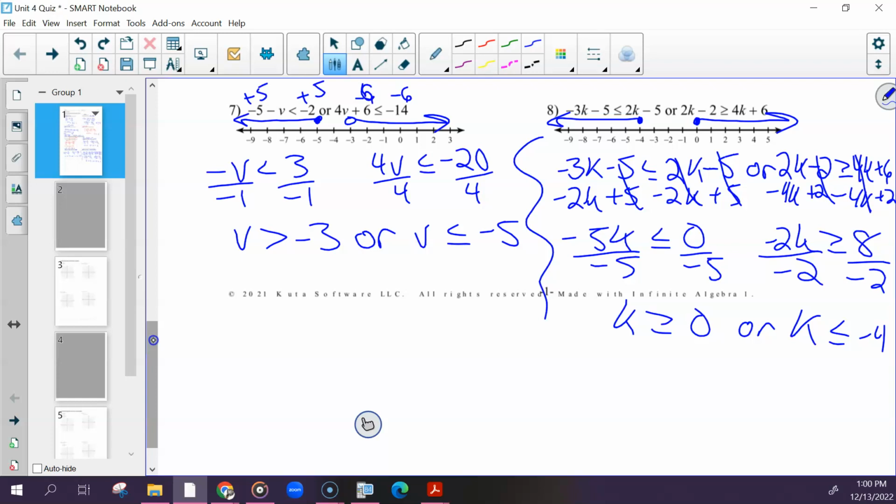What questions do we have on that one? All right, when you're finished writing that down or checking that over, go ahead and flip to the next page.